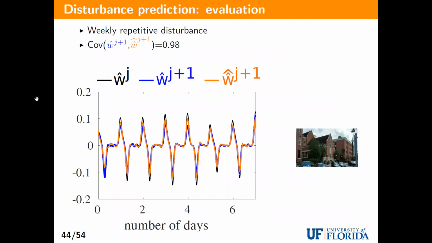So sometimes it works really well. This is one of those cases where, if you ask your students for slides, they give you the best slide ever, but it does not quite get the full picture across. So W hat j is for the jth week, and W hat j plus 1 is for the next week. These are disturbances estimated from one week and the other week just from data. And this double hat is the one that was predicted for the next week by using the previous week's estimate.